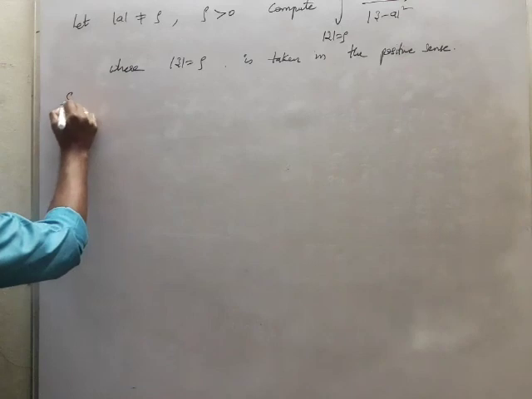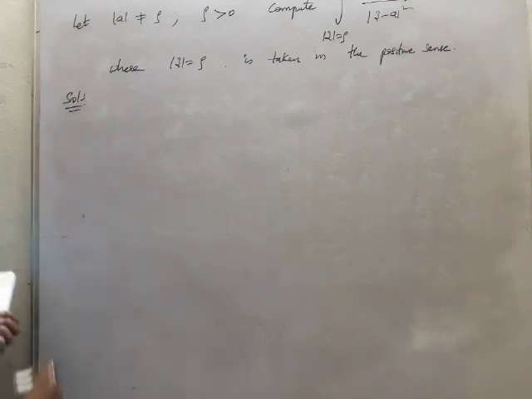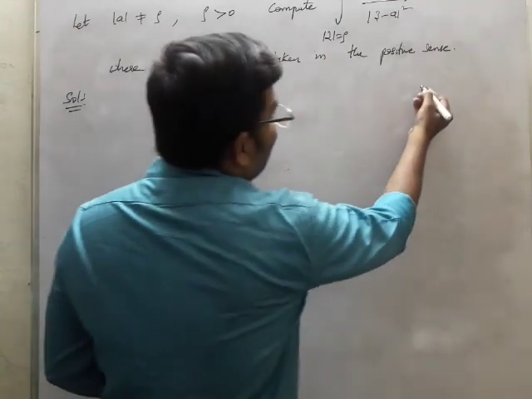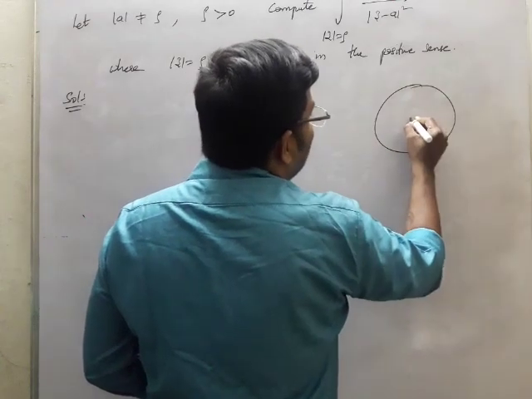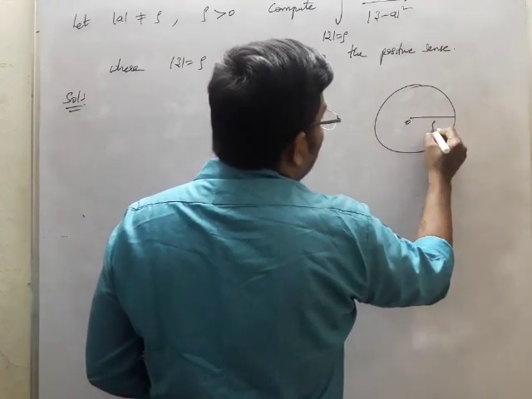Okay, so solution. What is given here is, this is the point, that is nothing but the origin, and this is rho.